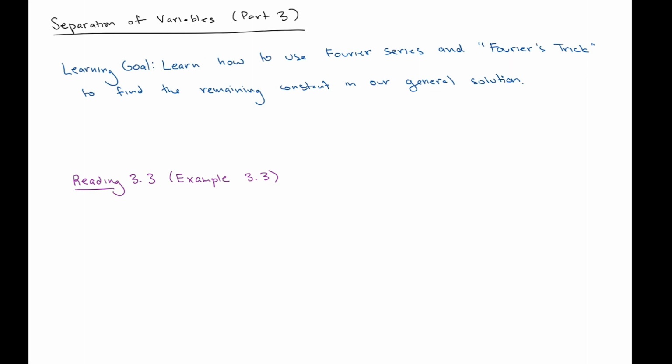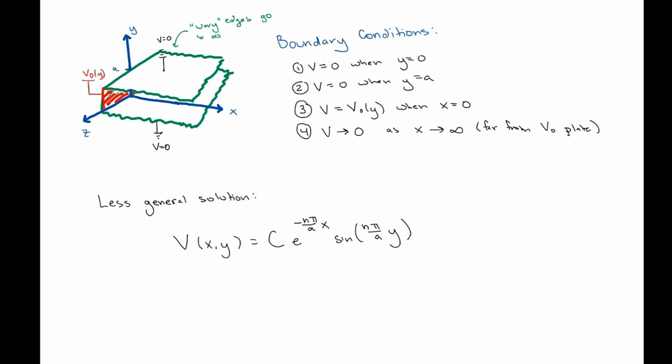Now we're going to learn how to use Fourier series, and Fourier's trick to find the remaining constant in our general solution, okay? So this is our problem. Remember, we got 2 grounded plates, 1 hot plate. We got these boundary conditions that we figured out from this image, okay?